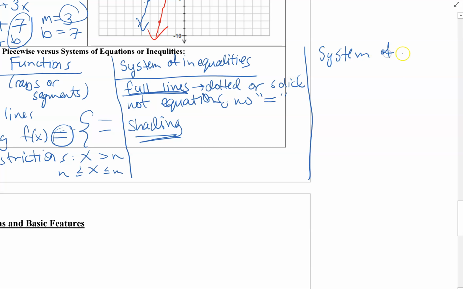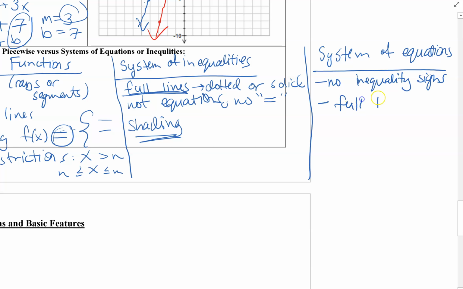And then the last thing we saw was if you have a system of equations. Of course, we did linear equations, but this would be true for any equation. System of equations is there's going to be no inequality signs at all. No inequality signs, and you're graphing full lines, not rays and segments. You're graphing full lines, and you're looking for points of intersection.